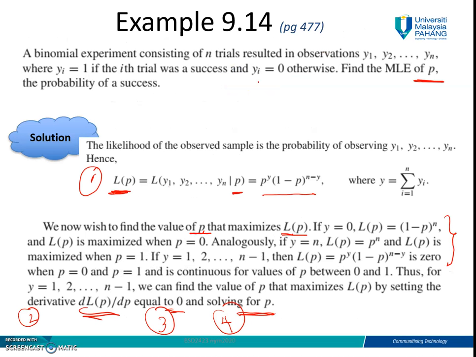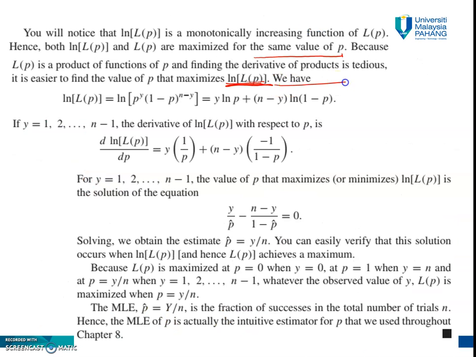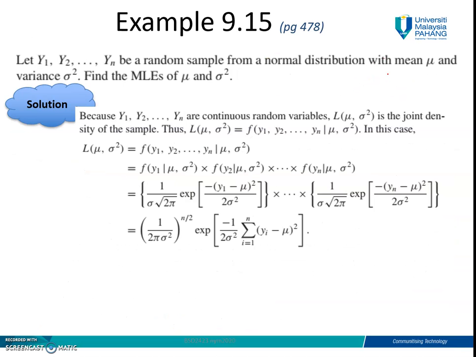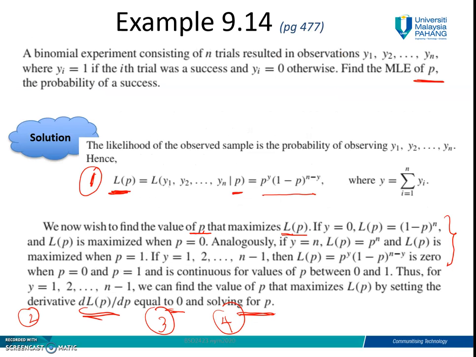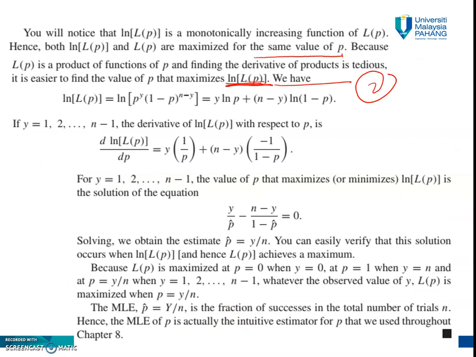Okay, so that means this will be the first step, this one. This will be the second step. And then you will have the third step here. It becomes this third, fourth and fifth. Okay, so you have L(P). Now you find ln L(P).